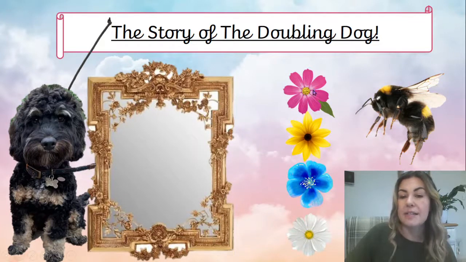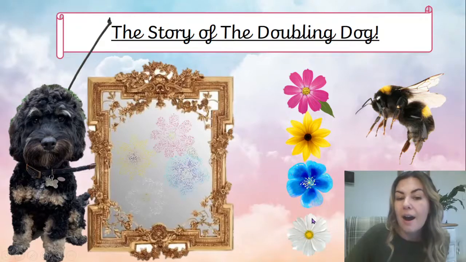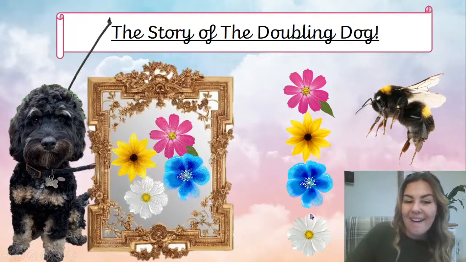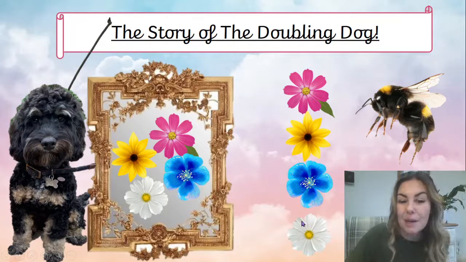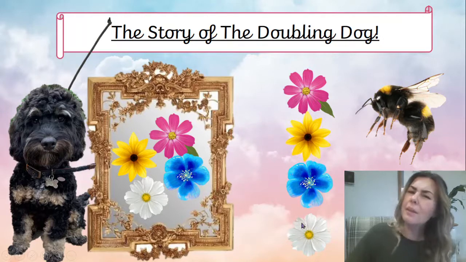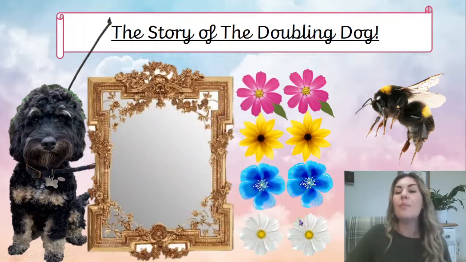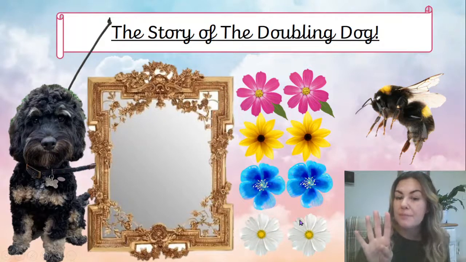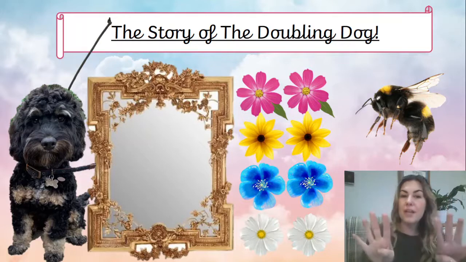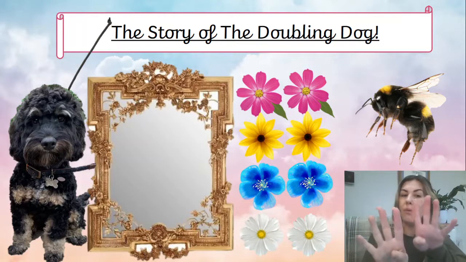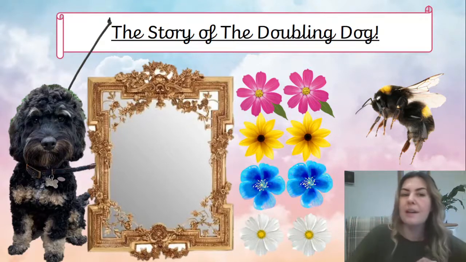He had, ready, 1, 2, 3, 4. 4 flowers. And he put those flowers in front of his magic mirror. Ready? And the flowers doubled. How many do you think he has now? Well, let's find out. Bumble had 4 flowers and he doubled to have another 4. So 4 and 4 equals, let's find out.